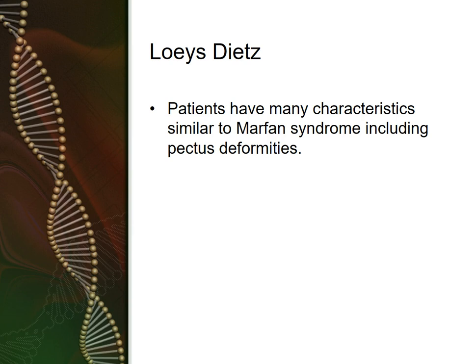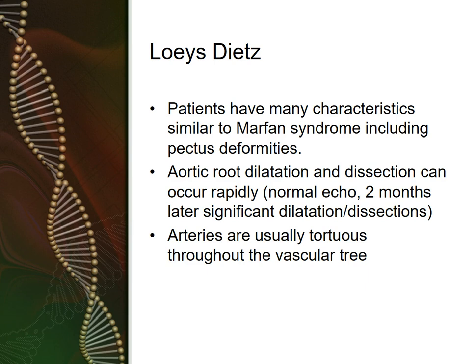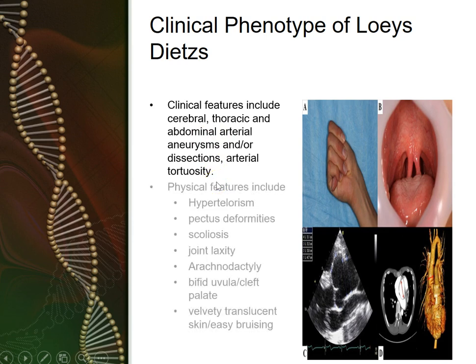Patients have many similar characteristics to Marfan syndrome, including pectus deformity. Aortic root dilatation and dissection can occur very rapidly, however. In the case of Marfan syndrome, it usually gets a little bigger, and then it ruptures. In Loeys Dietz, it can go from normal to dissection in a couple of months. Arteries are usually tortuous throughout the vascular tree, and because of that tortuosity, they're at risk of stroke. So clinical characteristics: cerebral, thoracic, and abdominal aortic aneurysms and dissections, as well as that arterial tortuosity.